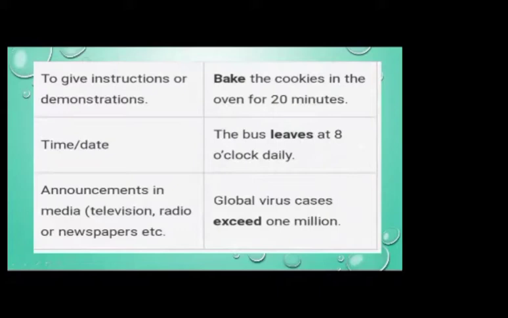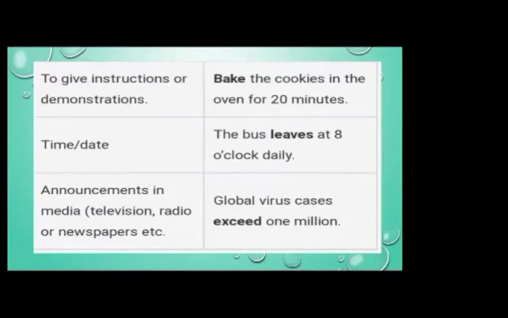Time and date. That means a certain time period or a day when something happens. The bus leaves at 8 o'clock daily. That means at 8 o'clock the bus leaves daily. Announcements in the media, that is television, radio or newspaper, etc. That means the announcement does not change, it is exactly the same. Global viruses exceed 1 million. So this statement will be the same on the television, on radio, and in the newspaper.